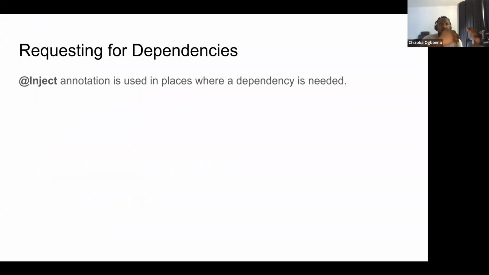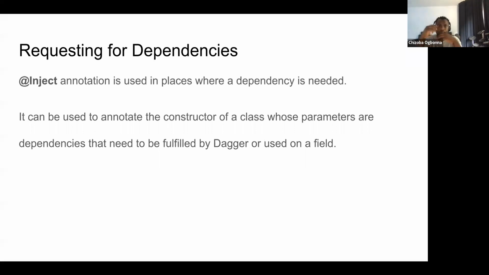So we've talked about how to provide dependencies, right? And we've seen an example of a module. So how do you request for these dependencies? Like I've already talked about, it is @Inject. So you use this annotation in places where you need those dependencies, those things that you've already declared in your module. And this can be used on a constructor and on a field. So you can either annotate a constructor or you annotate a field.